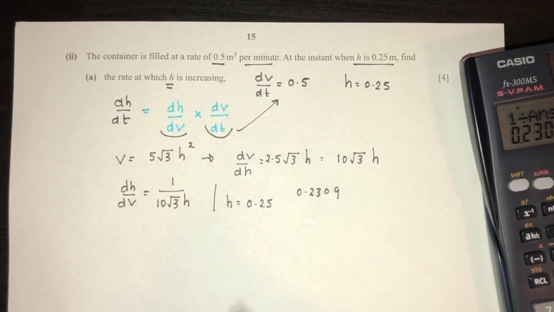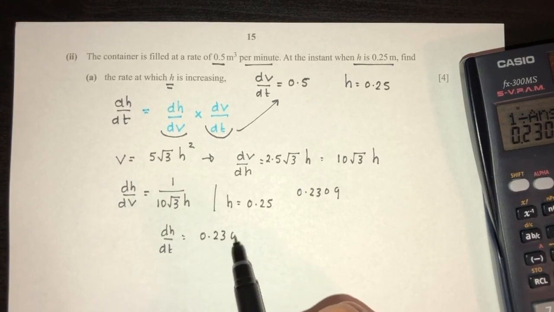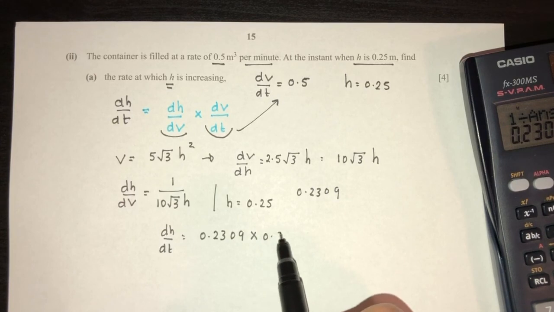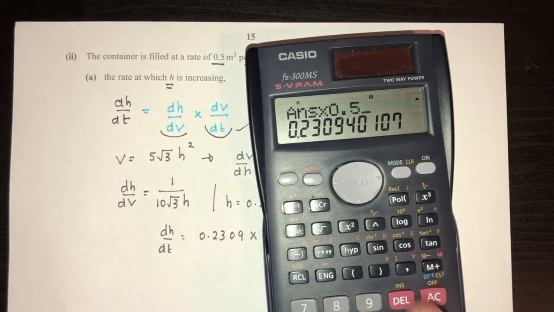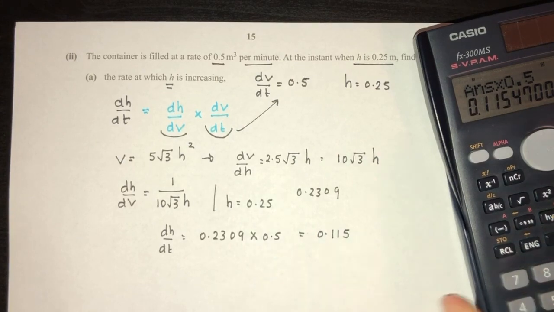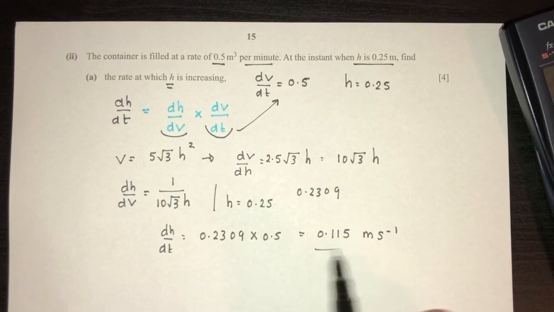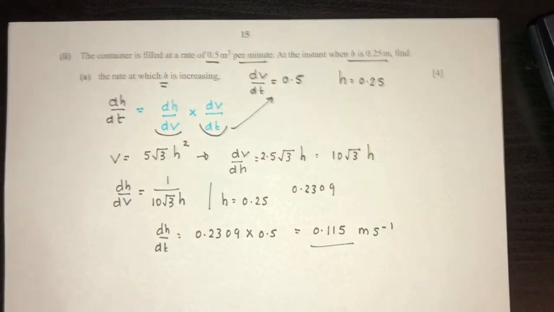So 10 root 3 times 0.25, and then 1 divided by the value will be 0.2309. So dh by dt is equal to 0.2309 times 0.5. That will be 0.115, and that will be in meters per second. That will be dh by dt.